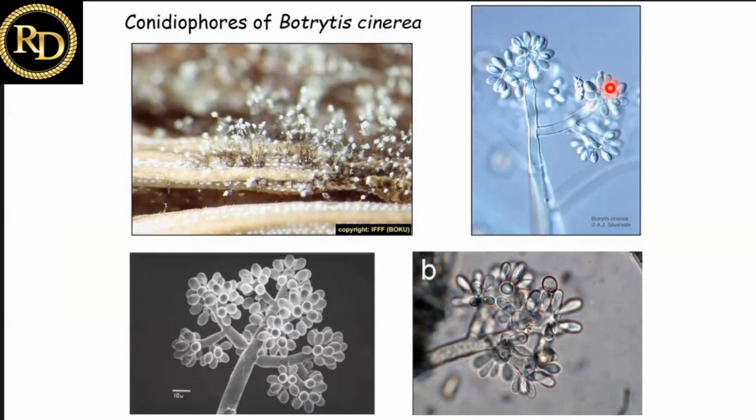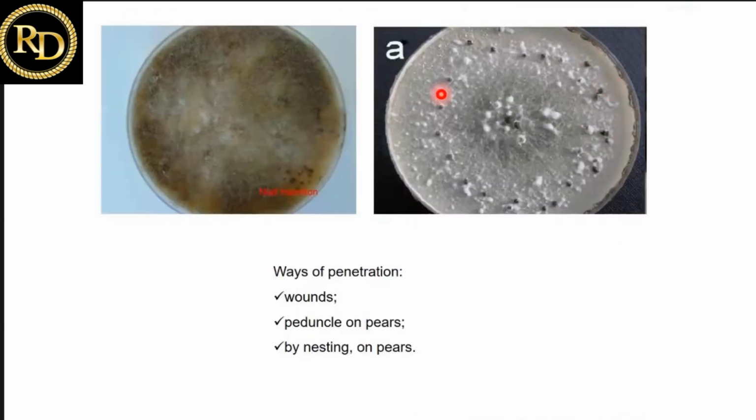Conidia are transparent and unicellular. Here is the cultivation in petri dishes, where you observe the gray mycelium and the sclerotia, which differentiate in the middle. Normally, this pathogen is penetrating through the wounds, also through the peduncle on pears, or also by nesting. So from one diseased fruit to one healthy fruit.